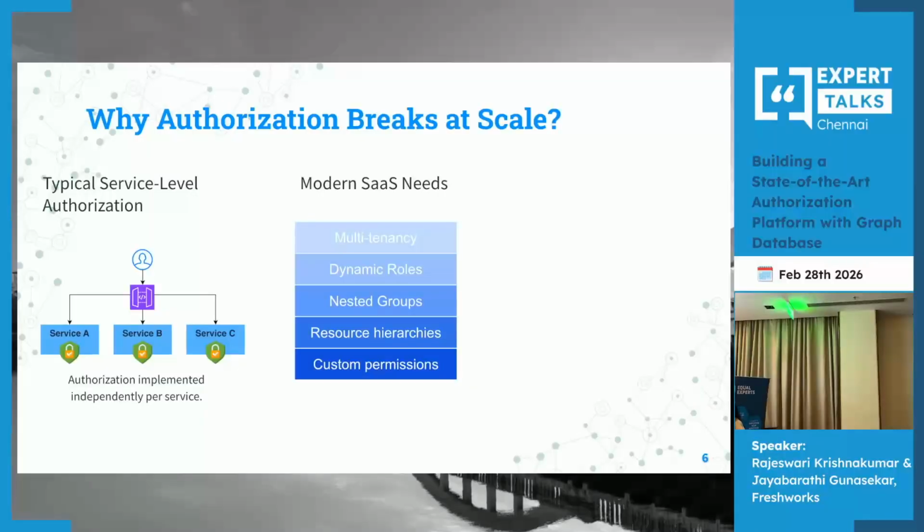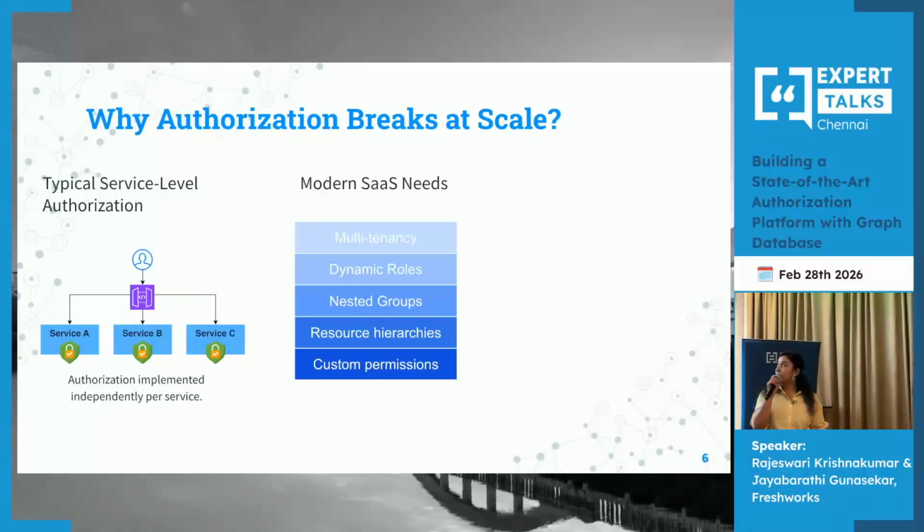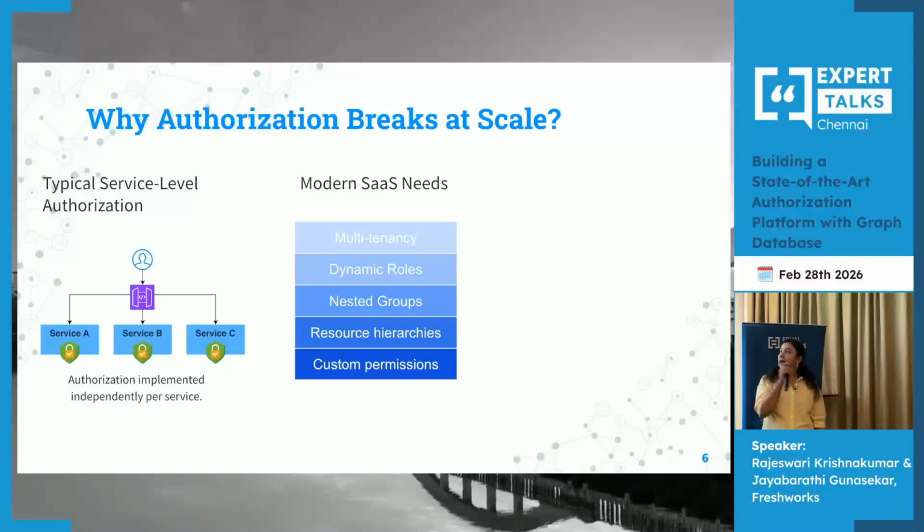And your modern SaaS, what it actually needs from your authorization layer. It requires multi-tenancy. It requires dynamic roles to be configured. It might or might not have nested groups. It will definitely have resource hierarchies. And there again might be a need for custom permissions. So your modern SaaS applications mostly have at least 4 or 5 of these.